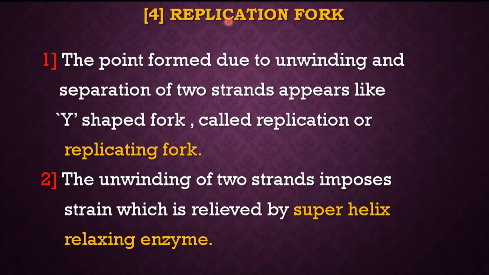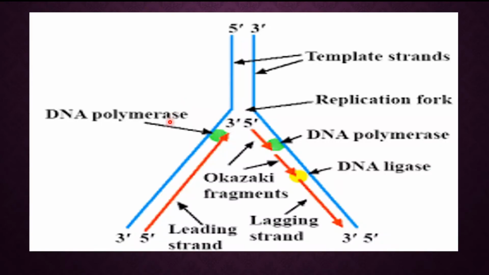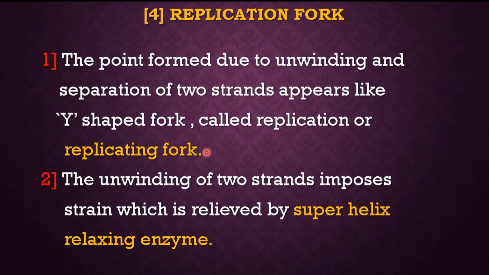Now our fourth step is replication fork. Just as I told you, the point which is formed because of the unwinding, because of the separation of two strands, this Y-shaped structure is formed. Because of the breaking of hydrogen bonds, these two strands get separated from each other and result in the formation of a Y-shaped structure. This type of inverted Y-shaped structure is called replication fork, or it is also called replicating fork.